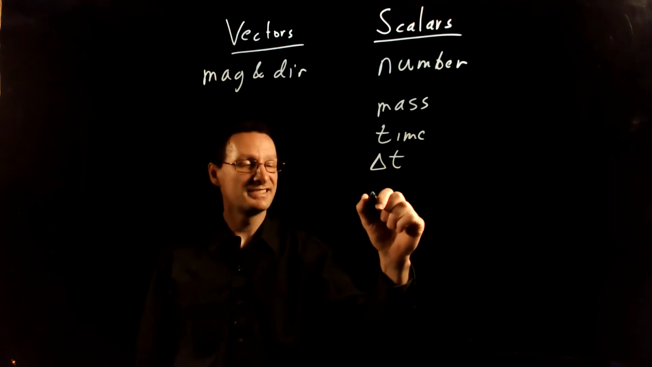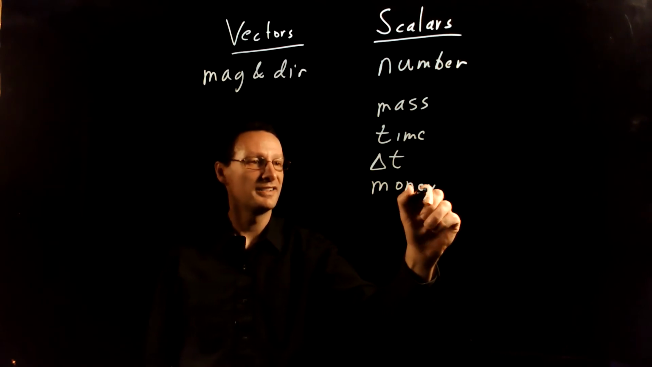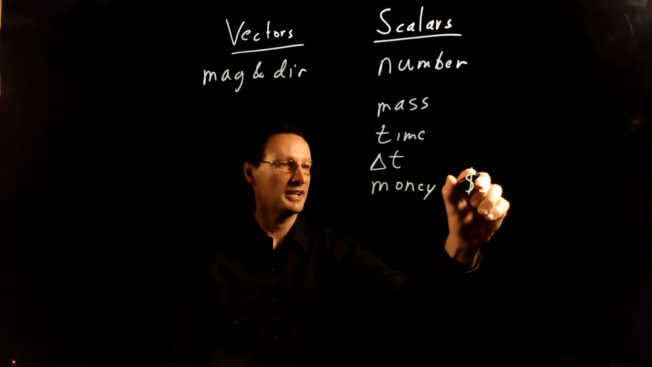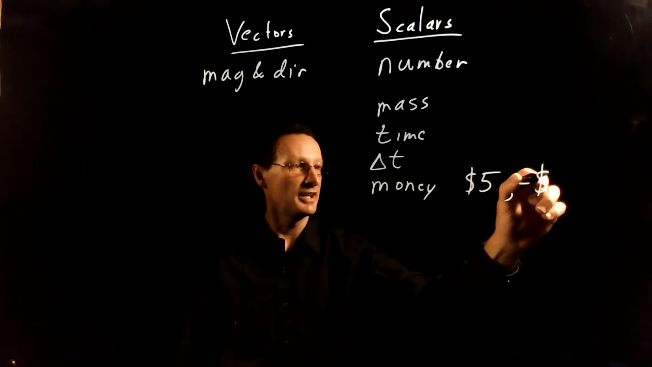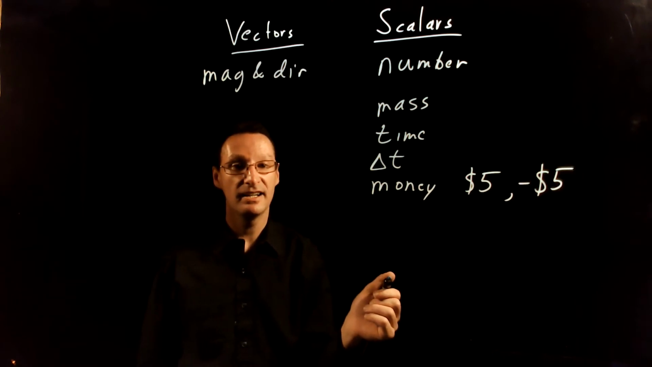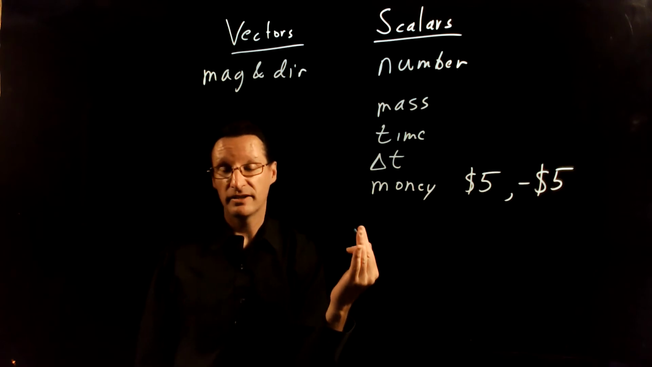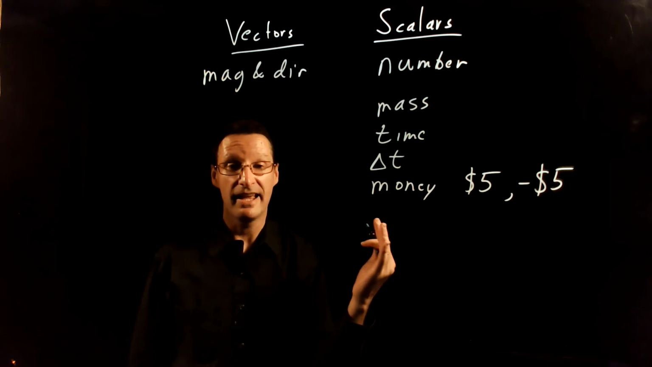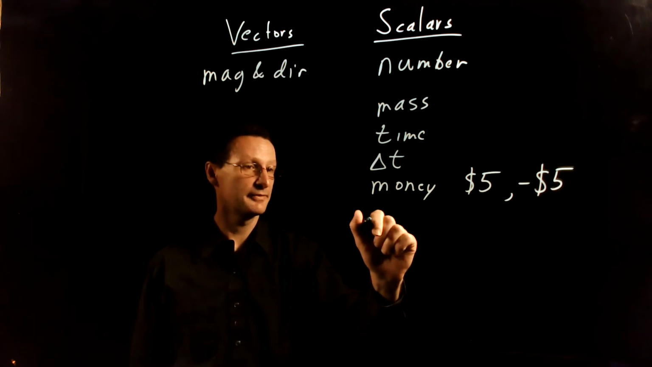Some non-physics examples are money. So if you have $5 in your pocket, that's going to be a scalar. If you owe someone $5, you're in debt. So an important note here is that scalars can be negative. That's allowed. Okay, they still don't have any direction, so that's the difference there.